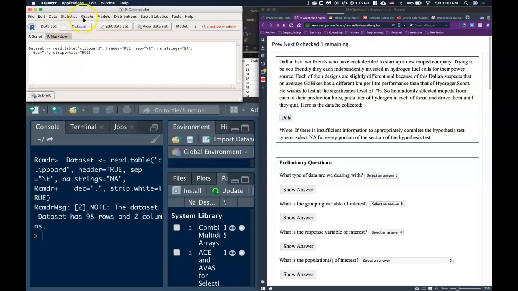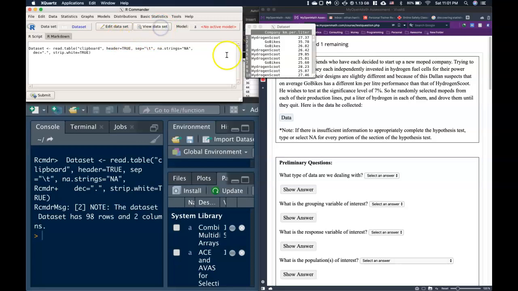And we know that we've done it correctly if we see this little blue data set pop up, or whatever you named your data set, it's going to be blue. We can click on view data set and we can see that we've got two things in here. We've got the company of the two different mopeds, and how many kilometers per 1 liter they were able to go.